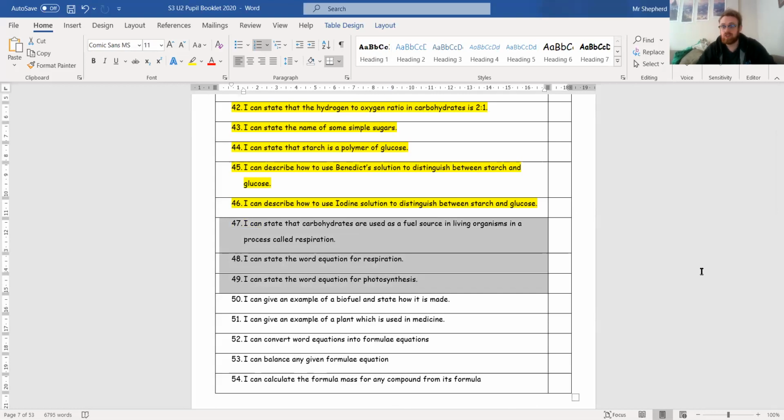Okay, biologists out there, I'm sure you will have heard of photosynthesis. In fact, we all have heard of photosynthesis from second year.